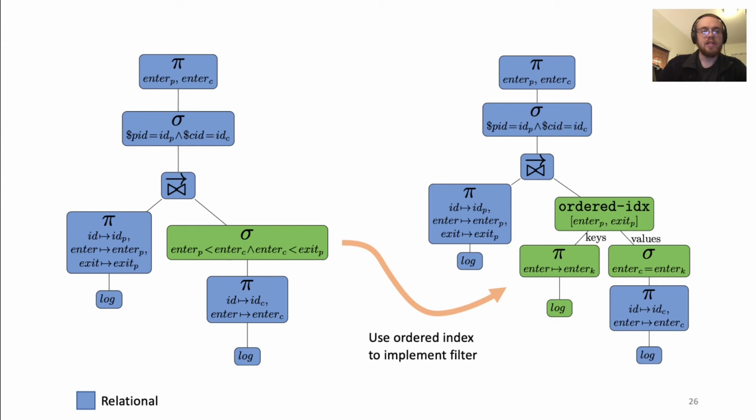And what we can see is that the original filter selects out all of the enter sub c's that are in between enter sub p and exit sub p. And in the ordered index, we use enter sub p and exit sub p as the upper and lower bounds of the range that we look up in the index.